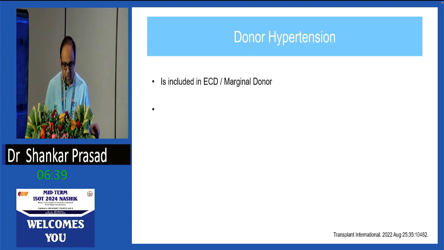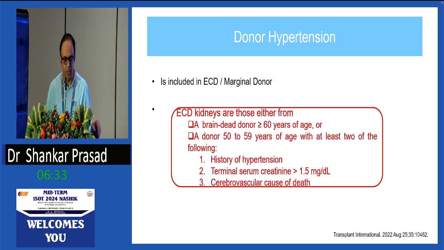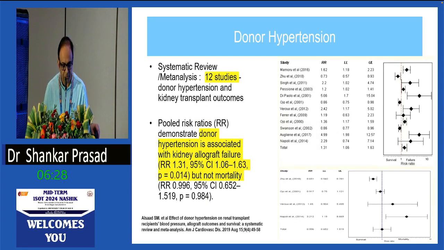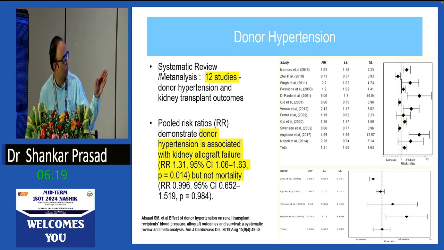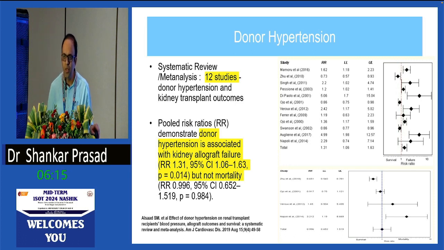When coming to donor hypertension, when I researched the literature, there is very little data on it as an individual factor; the majority is as ECD, because it is one of the components of the extended criteria donor. So I'm going to tell you about two meta-analyses for donor hypertension. The first was published in 2019. It included 12 studies, which are shown there, and they compared allograft failure and mortality. What they found is that having donor hypertension in the deceased donor led to less graft function, but there was no change in mortality.